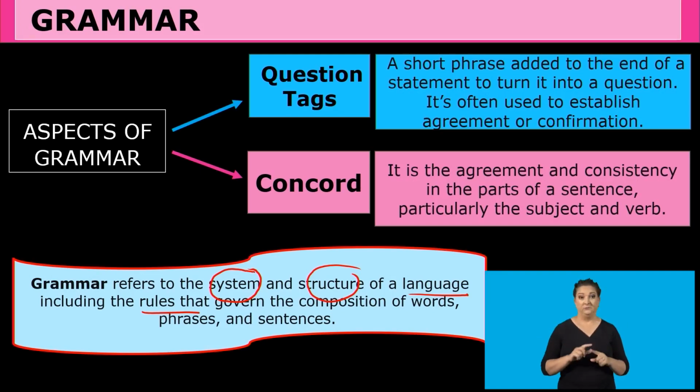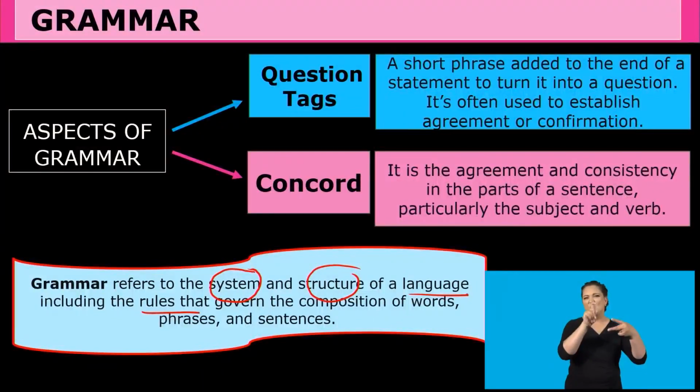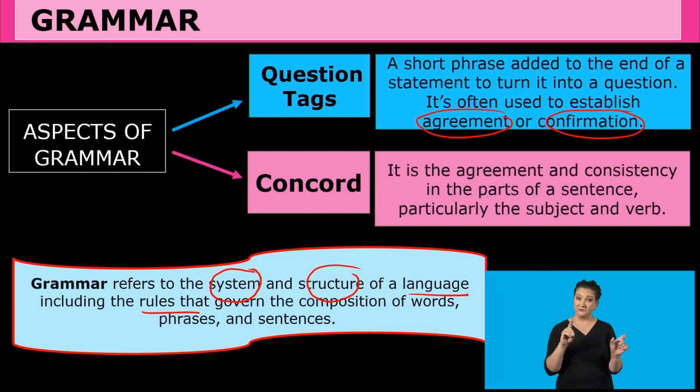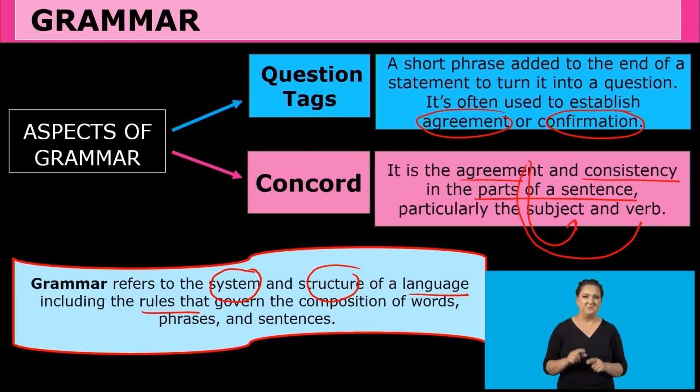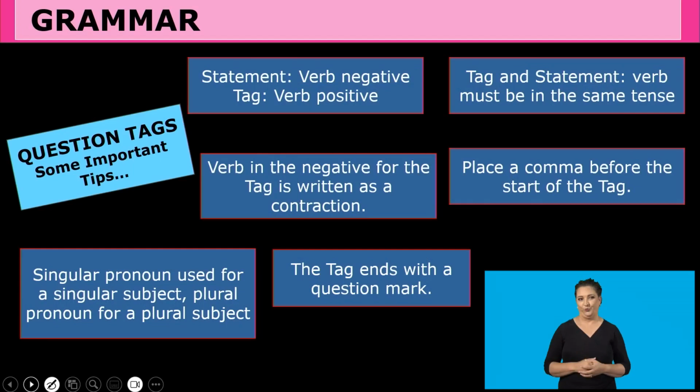So we're going to do two aspects, question tags and concord. Question tags are short phrases that are added to the end of a statement to turn it into a question. Take note, question tags, all right? Now remember, it is for agreement or for confirmation, all right? So yes, I agree, or I'm confirming that this will happen. Concord, on the other hand, is the agreement and consistency in the parts of a sentence. Mostly, the agreement is for the subject and for the verb. And look at my lovely curls I'm indicating it with.